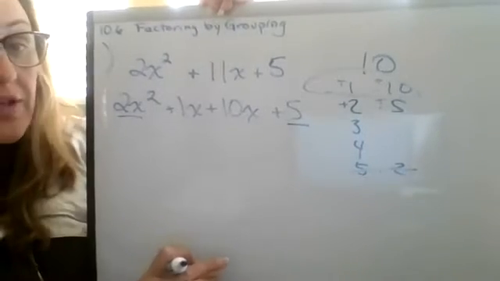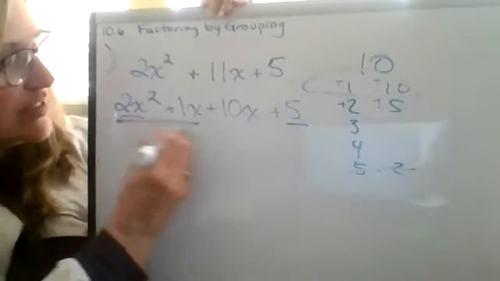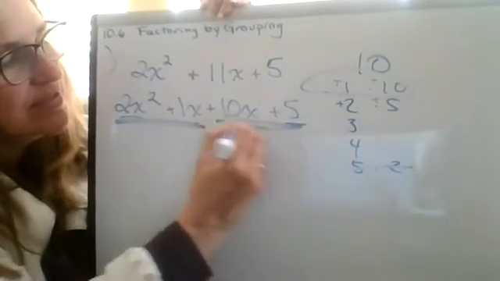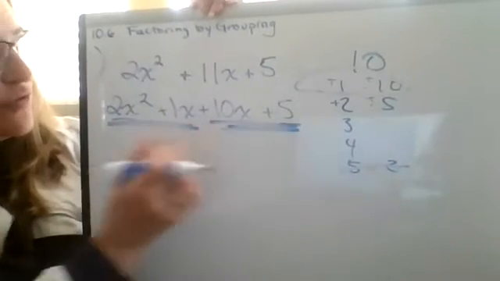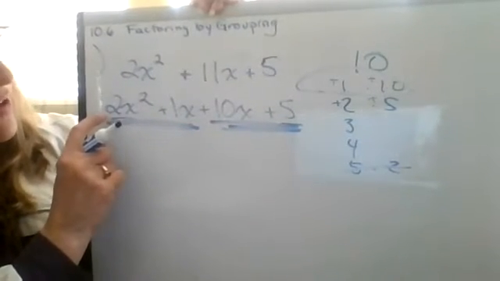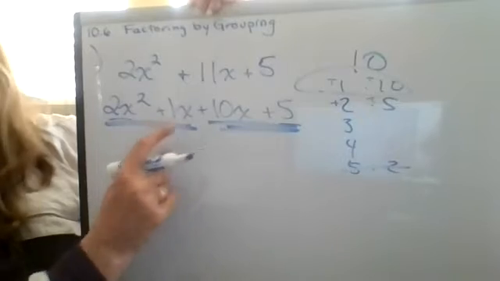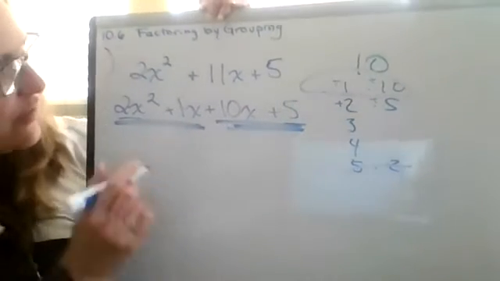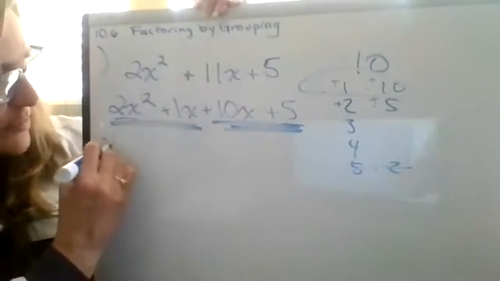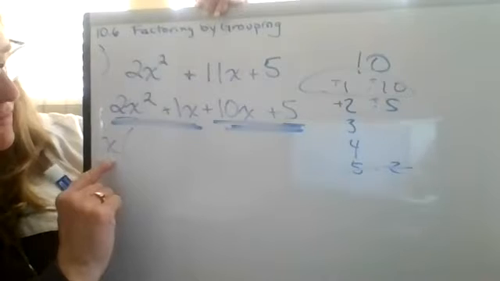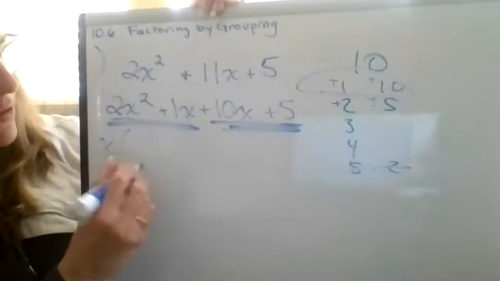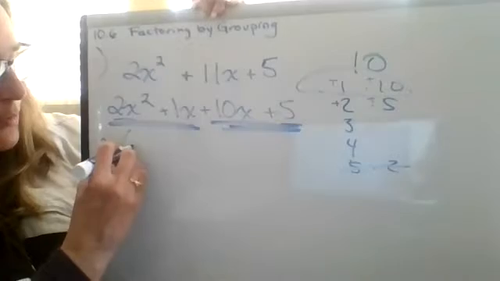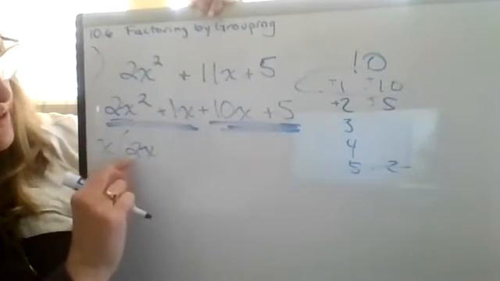But at this point, I'm going to group the first section together and the second section together, and then we're going to factor out common factors from each section. So what can come out of 2x squared plus x? What is a common factor? Well, x comes out of there. So I'm going to take x out, and I am left with what times x gets me 2x squared. Well, that would be 2x. So x times 2x is 2x squared, right?